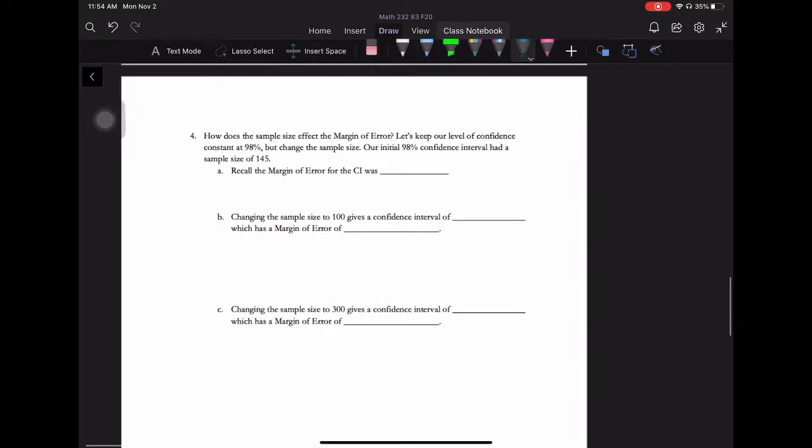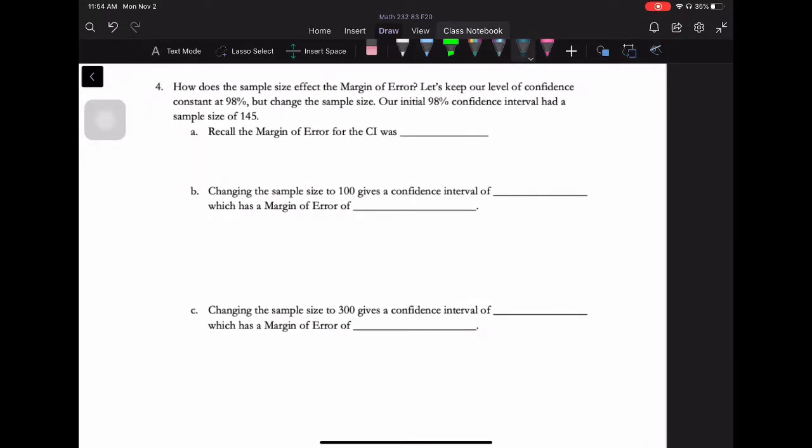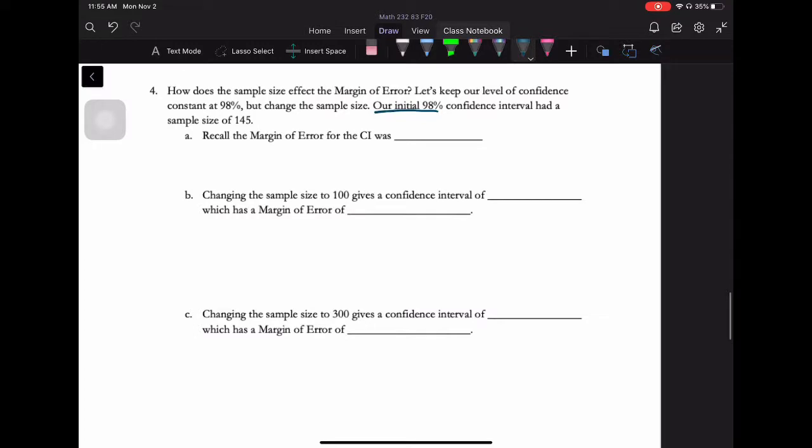Okay, well now we want to know how the sample size affects the margin of error. So we're going to keep our level of confidence constant, but we're going to change the sample size. Changing the sample size is going to change your p hat. So recall that the 98% confidence interval had a margin of error of 0.07, and that was 22 out of 145 for our p hat at 98%. We're going to keep this at 98%, but we're going to have p hat be something over 100. And here it's going to be p hat over 300.